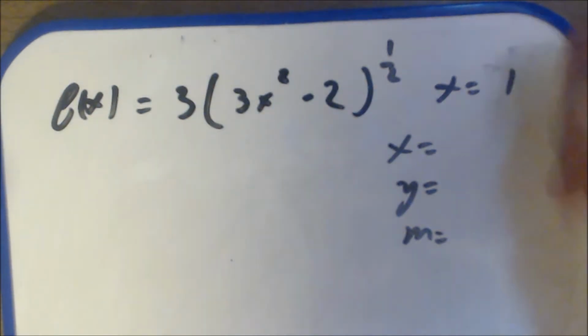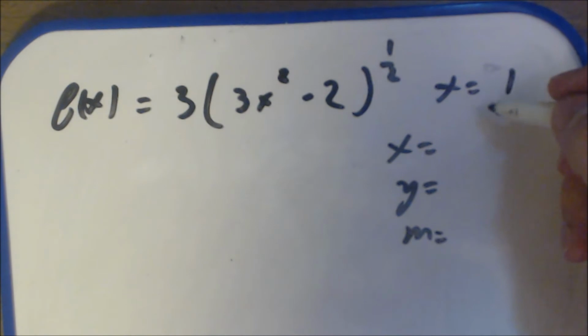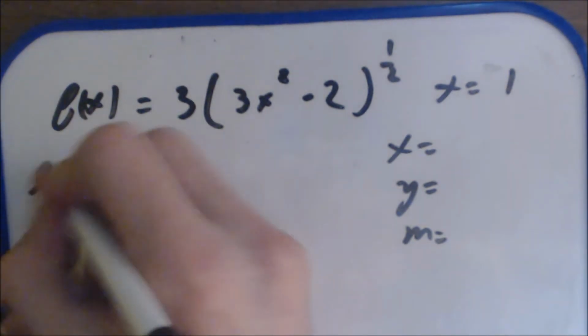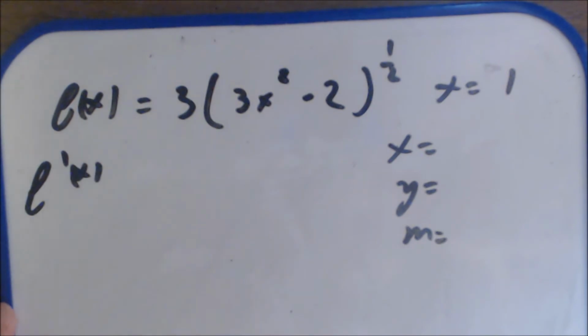You'll always get either one of these points. You'll either get y or x in these problems. So you can solve for either x or y, depending on what variable they give you. Alright, so might as well just find the first derivative first.